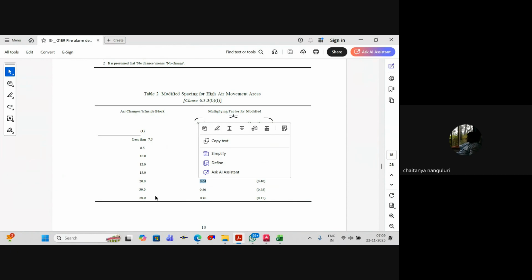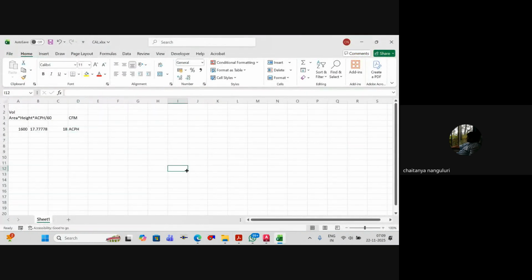Understood or not? Yes, sir. Now the spacing will be how much? 7.5 into 0.64, then it will be 4.8 meters. The maximum distance between two detectors will only be 4.8 meters. Understood or not?